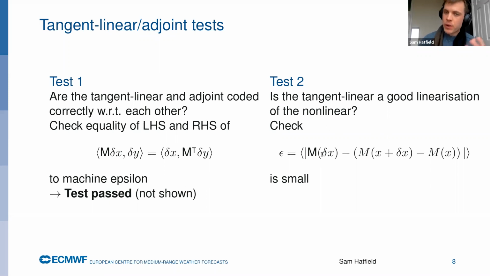The second test is to test whether the tangent linear model is a good linearization of the nonlinear model. So we're essentially checking the size of the second term, or the first term, if you count it from 0, of a Taylor expansion. So we want this epsilon to be as small as possible. Now, in reality, it won't actually be completely 0, even if M is perfectly coded, because the atmosphere is not a linear system. Errors grow non-linearly. But we at least want epsilon to match the epsilon from the existing state-of-the-art code.